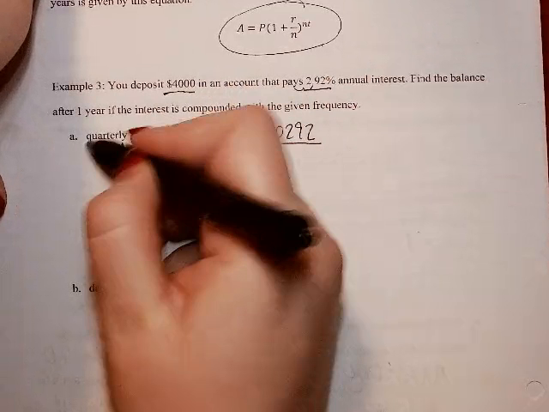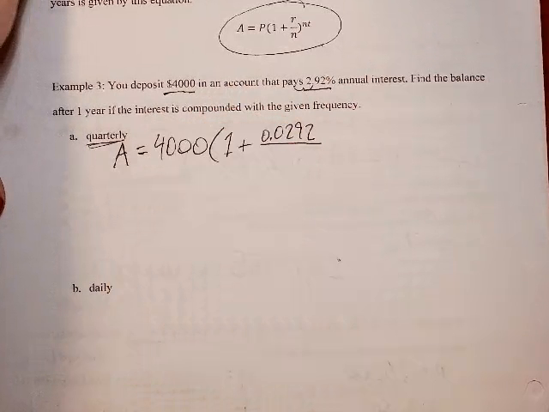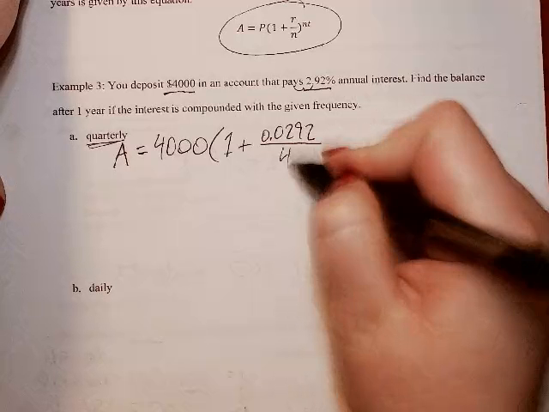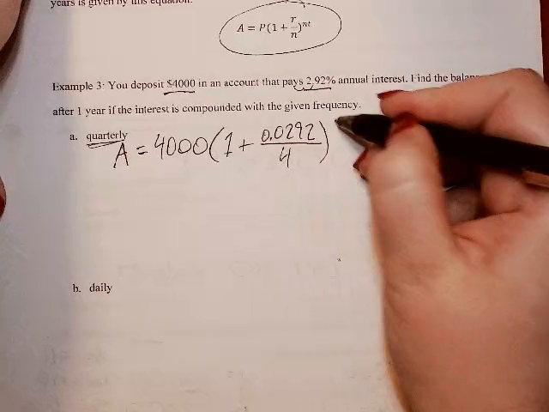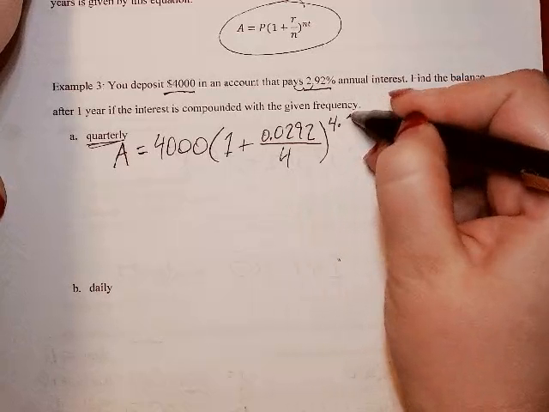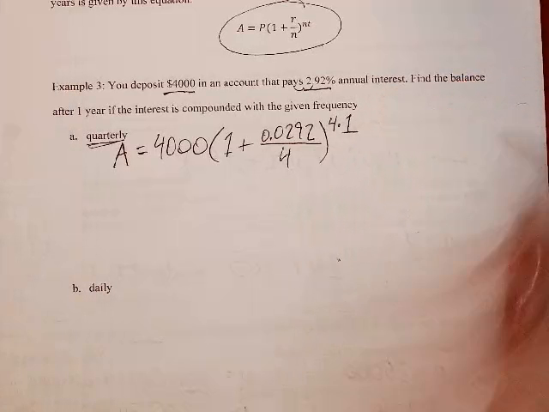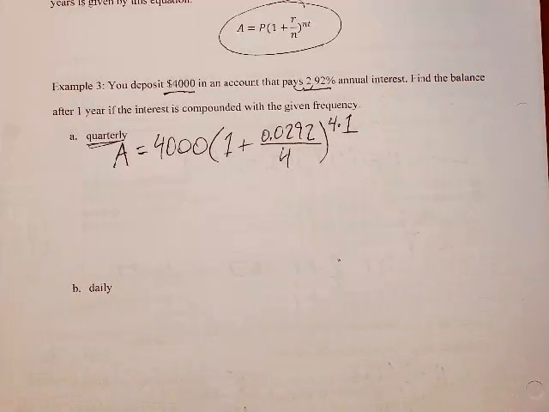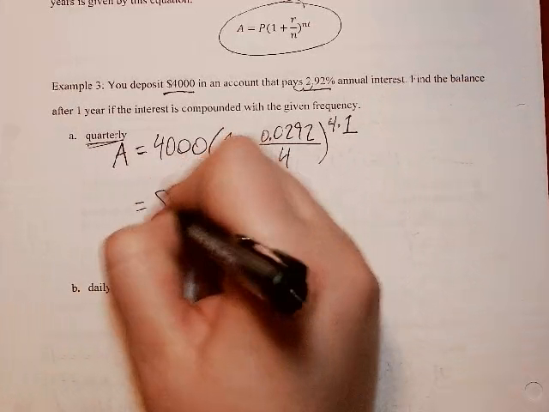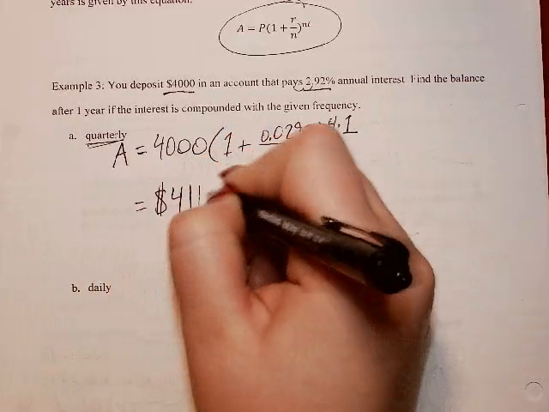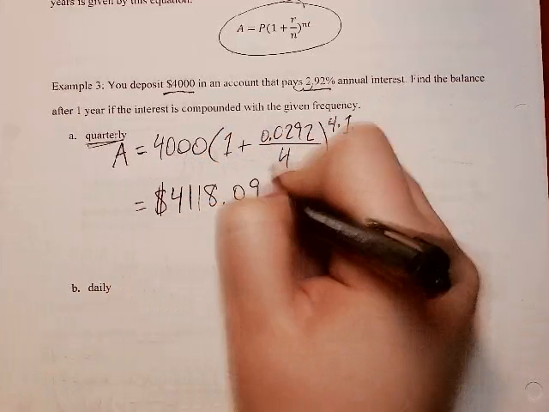Quarterly means it is compounded 4 times a year. And then 4 times the number of years, which is 1. So 4,000 times 1 plus 0.0292 divided by 4 to the 4 times 1 power is $4,118.09. Round to the nearest penny.